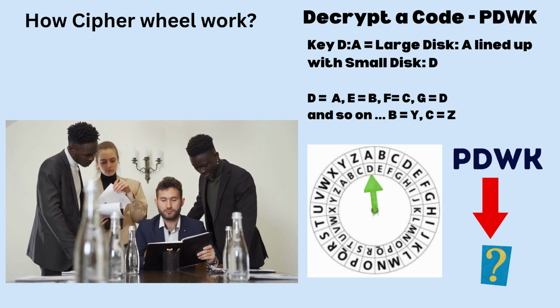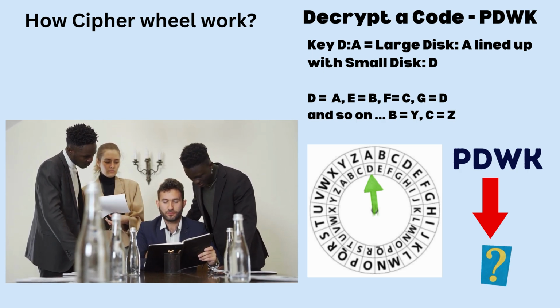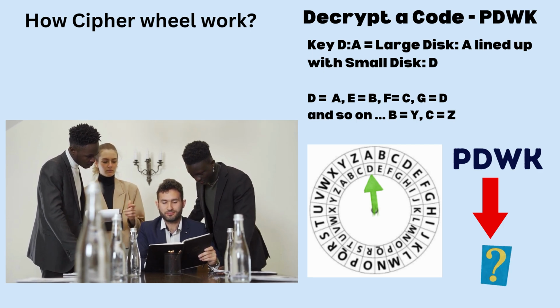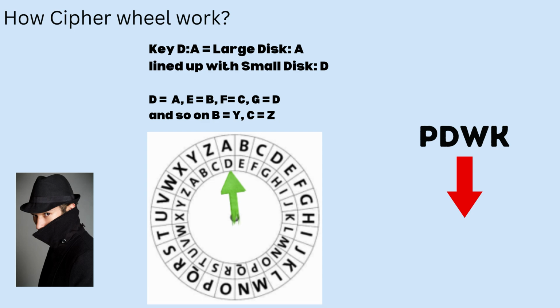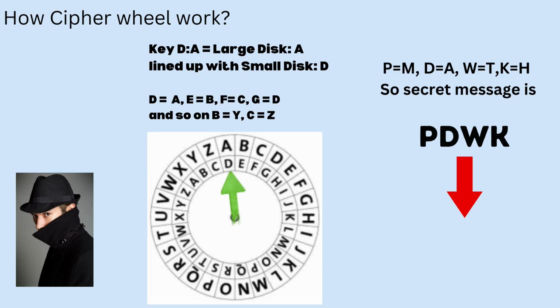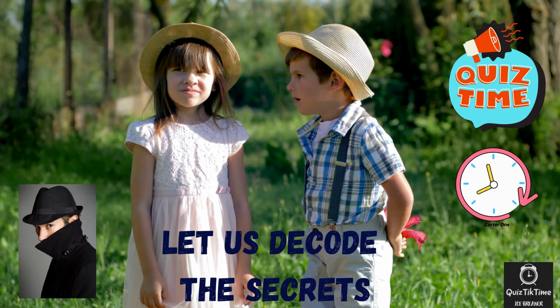Your key is D, A. In the case of your cipher wheel, the key is the 2 letters you must align on the wheel in order to translate the secret message. Did you get this? Large disk aligned up with small disk, D. Are you curious to know the message? P equals M, D equals A, W equals T, K equals H. So the secret message is math. Let us decode some of the secrets.